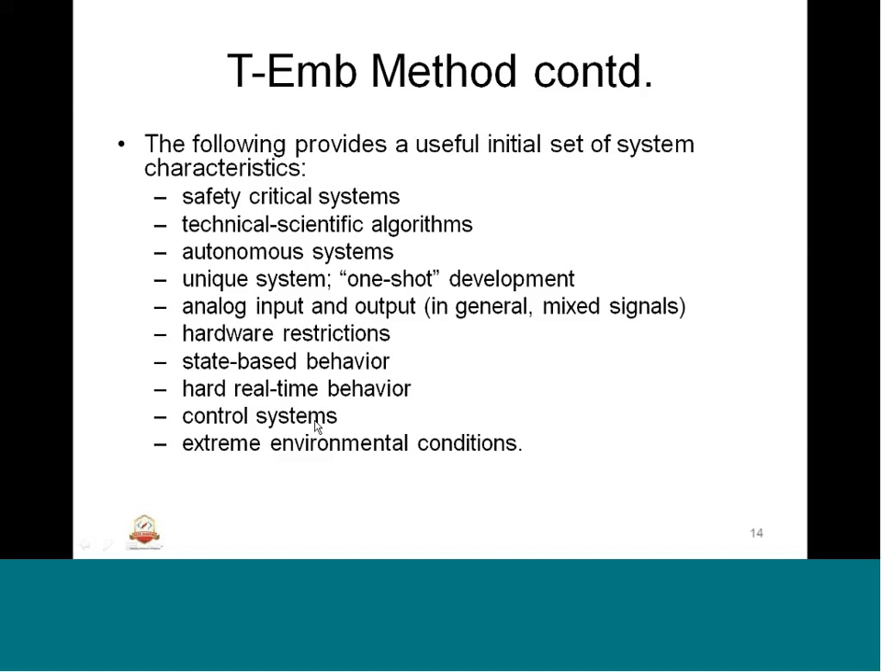And of course, we have control systems such as closed loop control systems or open loop, whatever it is, motor driving systems, etc. And there are systems like military applications, they use environmental conditions. They also have to be considered. So these are some of the characteristics that are used in the TM method. These are very important things that need to be considered for developing the approach.